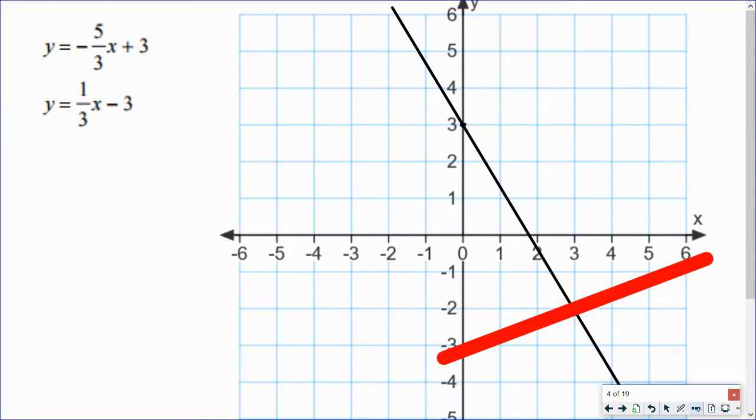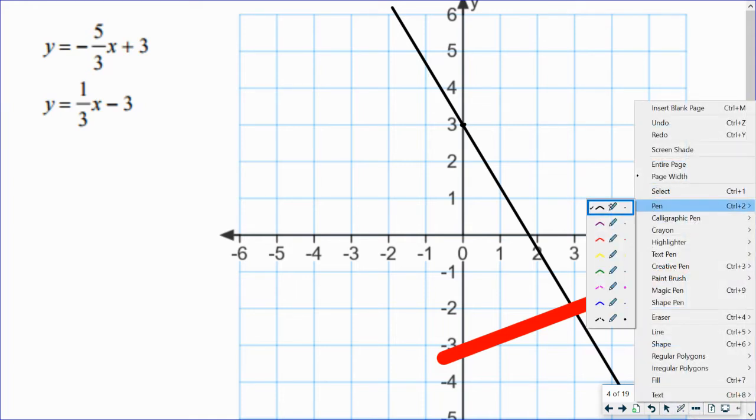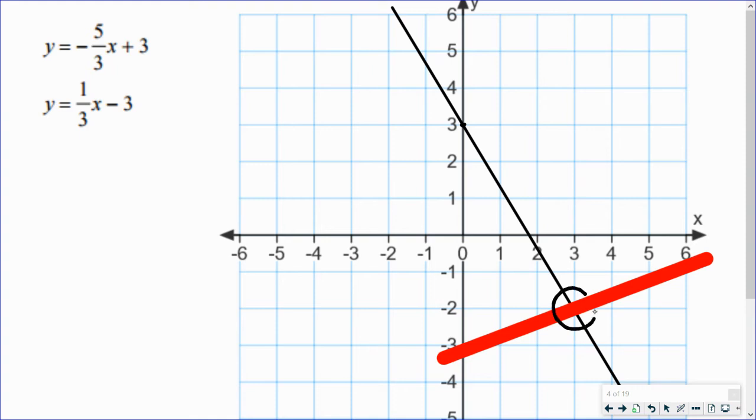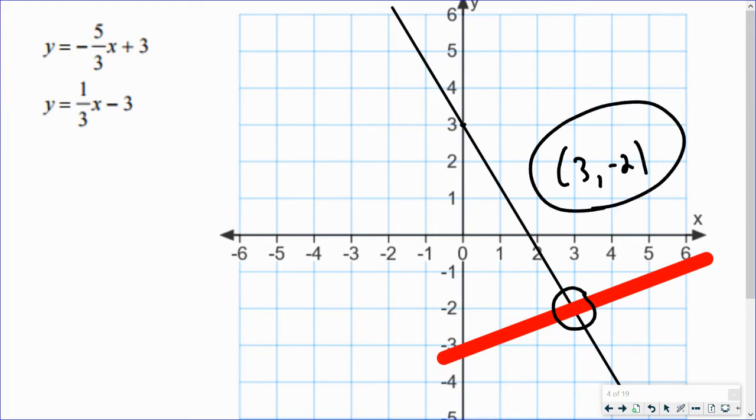Okay, I'm going to stop messing around with this and call this good. So right here's my solution. That happens when x is 3 and y is -2. What that does is if I put those numbers in here and then do the math, I end up with the same answer. Both of them are going to work.